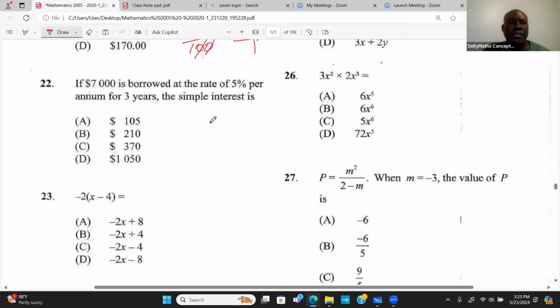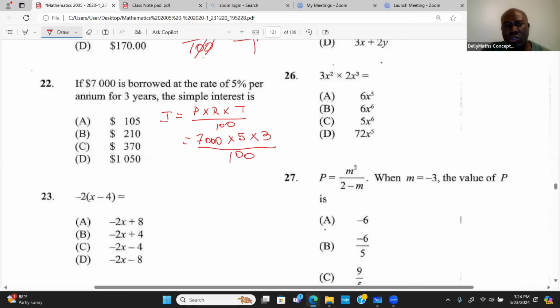All right, $7,000 is borrowed at a rate of 5% for 3 years, simple interest. All right, so what is the simple interest? Simple interest I is equal to your principal times your rate times your time, and all of this must be over 100. So the principal would have been 7,000 times the rate, which is 5, times the years, which is 3, and all of this is over 100.